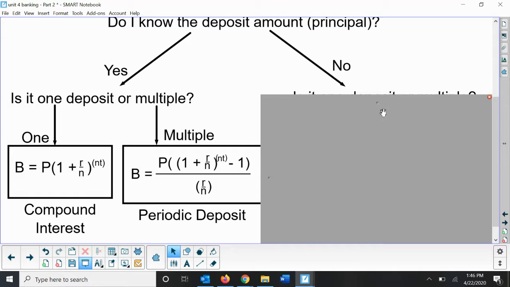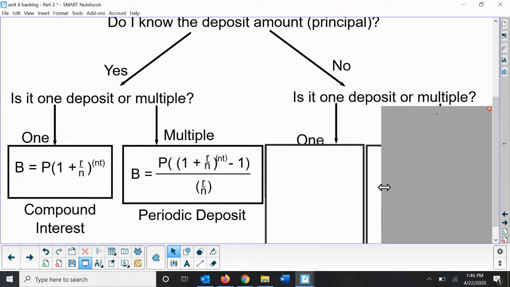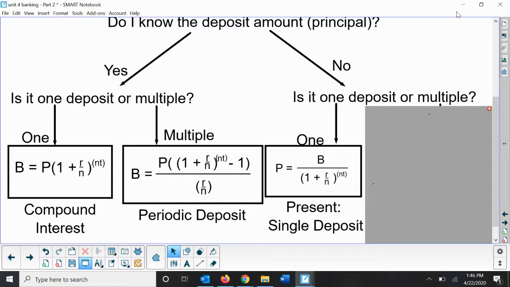Now, jumping over here, we've only done 1 more formula. There are 2 more. We have 1 more to talk about next week. Is this one deposit or is it multiple deposits? So we've actually talked about the scenario where it is just one deposit, but we don't know the deposit amount, and that is our present single deposit. So we have a goal of, say, $10,000 that we want to reach. How much do I need to deposit now? So how much do I need to deposit? That means I don't know my deposit amount. And how much do I need to deposit right now? One time. So that's a present single deposit.